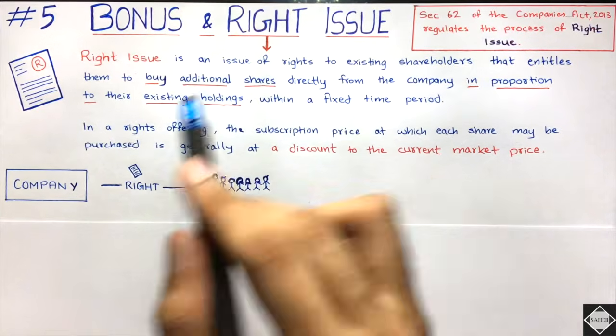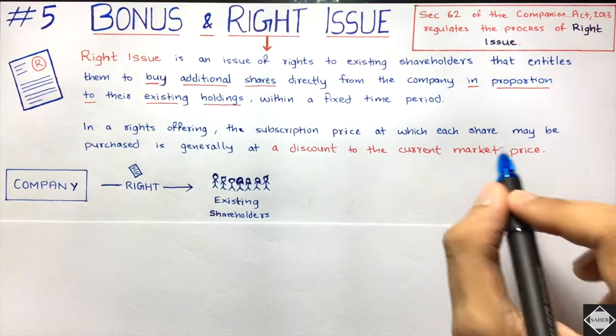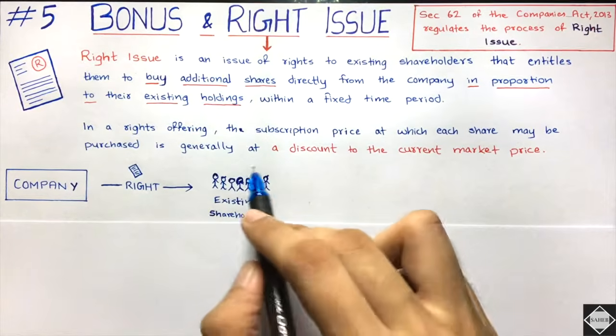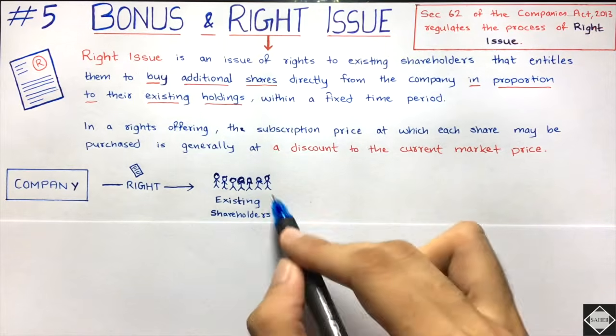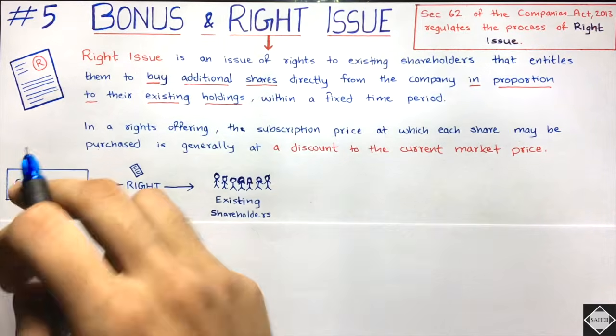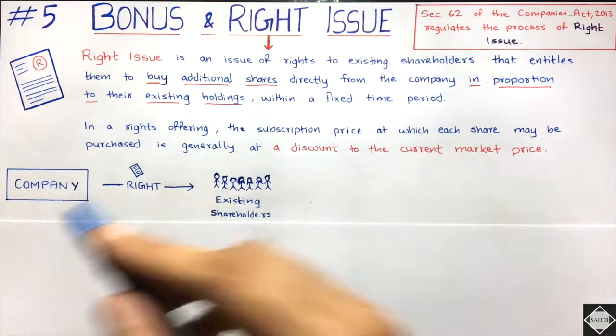In a rights offering, the subscription price at which each share may be purchased is generally at a discount. Why will the existing shareholders buy the shares from the company? Only if the price is lower than the market price.